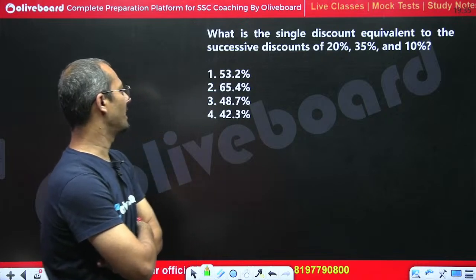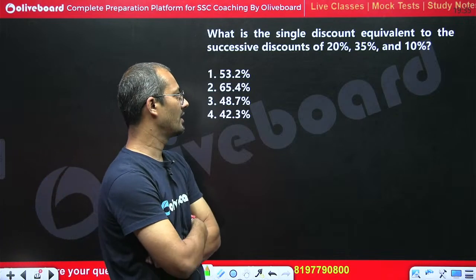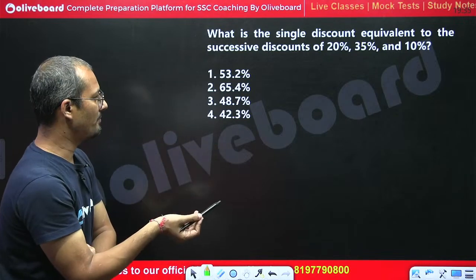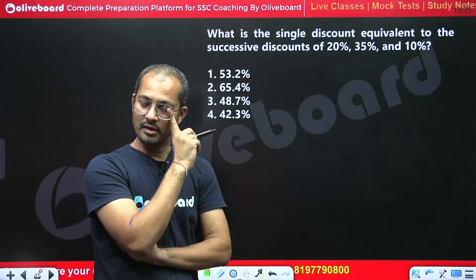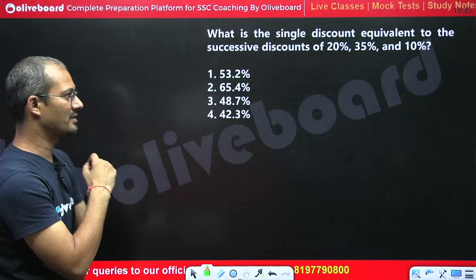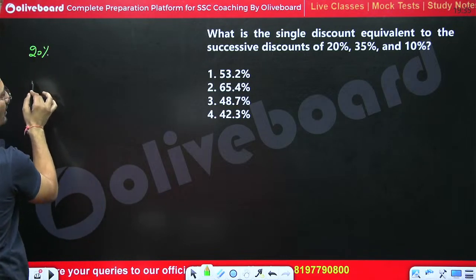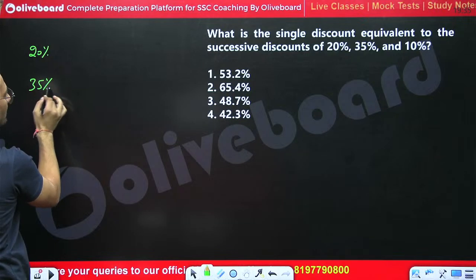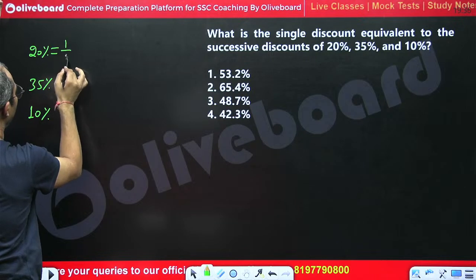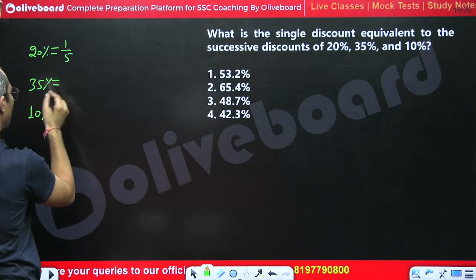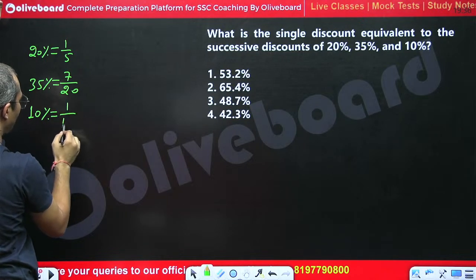Now the question is saying, what is the single discount equivalent to successive discounts of 20%, 35% and 10%. Here we are going to use the ratio approach of the successive method. So we make the ratio of 20%, 35% and 10%. This would be equal to 1 by 5, 7 by 20 and 1 by 10, since 7 fives are 35.